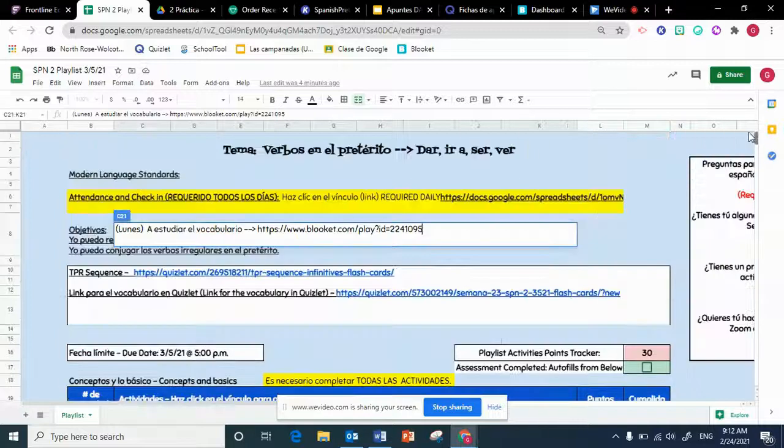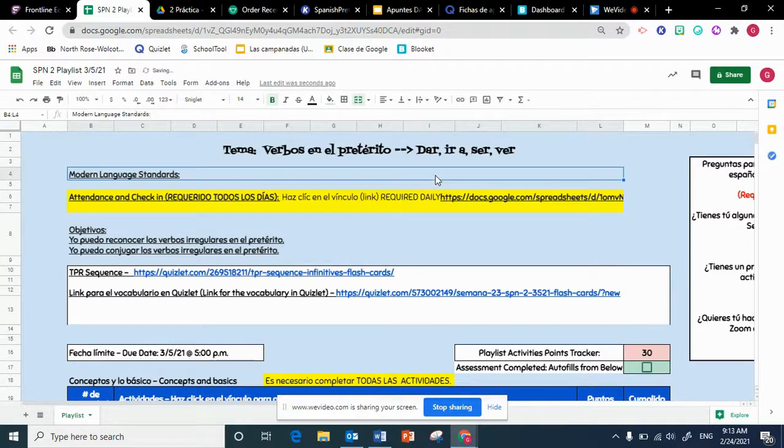Mr. Senor. This week we're going to be going into the verbos irregulares, irregular verbs. We're going to take a look at three irregular verbs that I find fairly tricky. We're going to start with what I consider the hardest ones, and then we'll go into the easier ones.